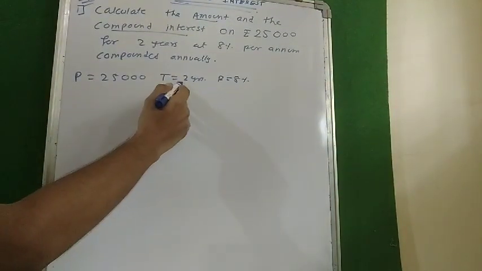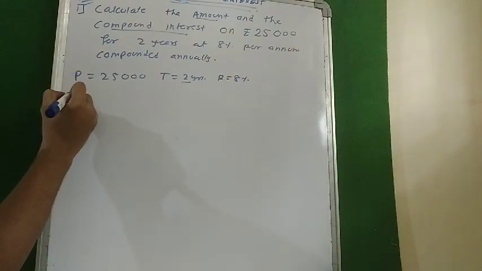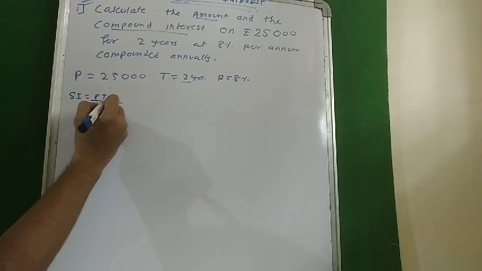As it is 2 years, we can do it 2 times. So I will show you both the formulas for how we can do it. First we will use the simple interest method. So simple interest is equal to PTR upon 100.